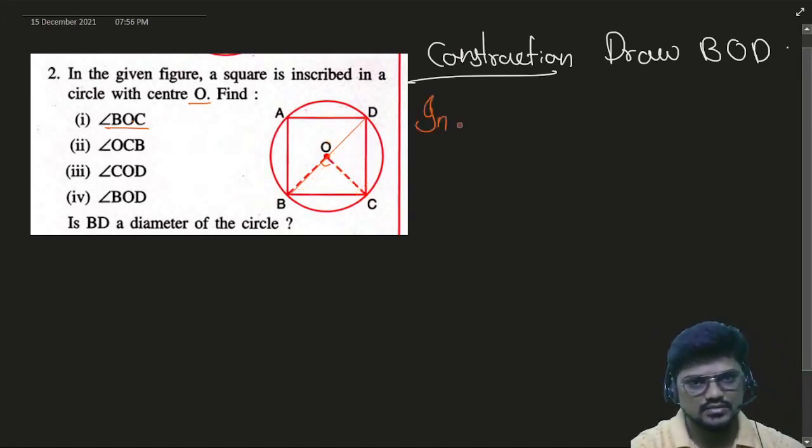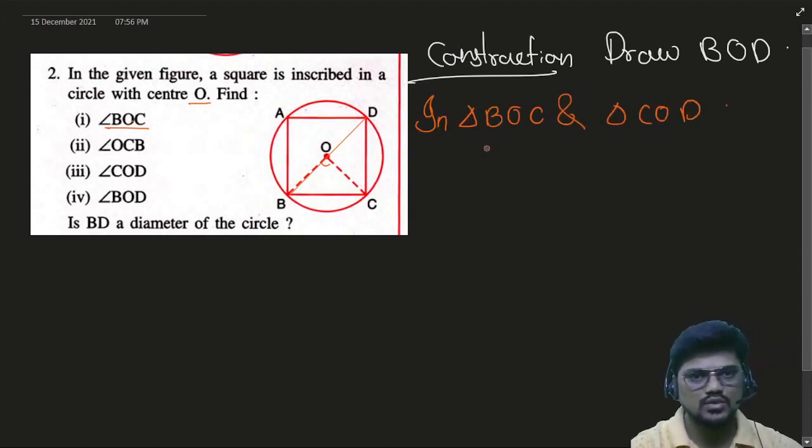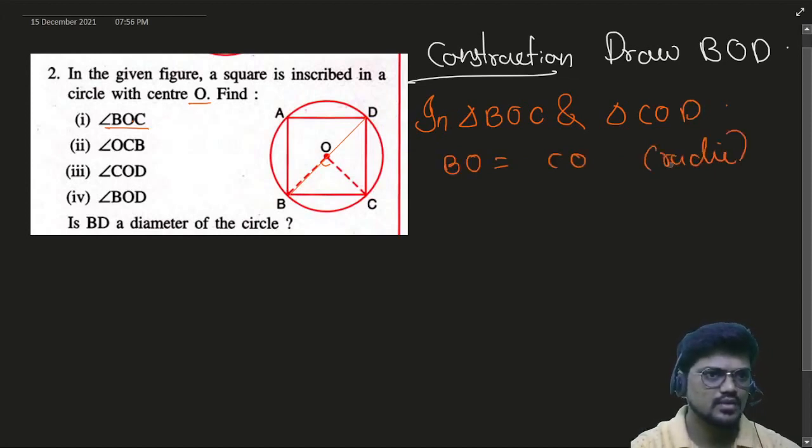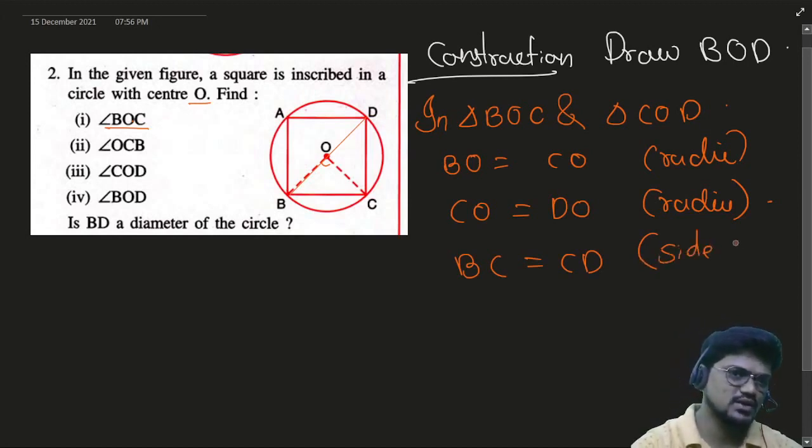Now in triangle BOC and triangle COD, what I know is that BO is equal to CO, radii, and CO is equal to DO, again radii, and BC is equal to CD. Why? Sir, why can't we take common side and sides of a square? You can take that also, no problem. This BC equals CD, the reason is side of square.